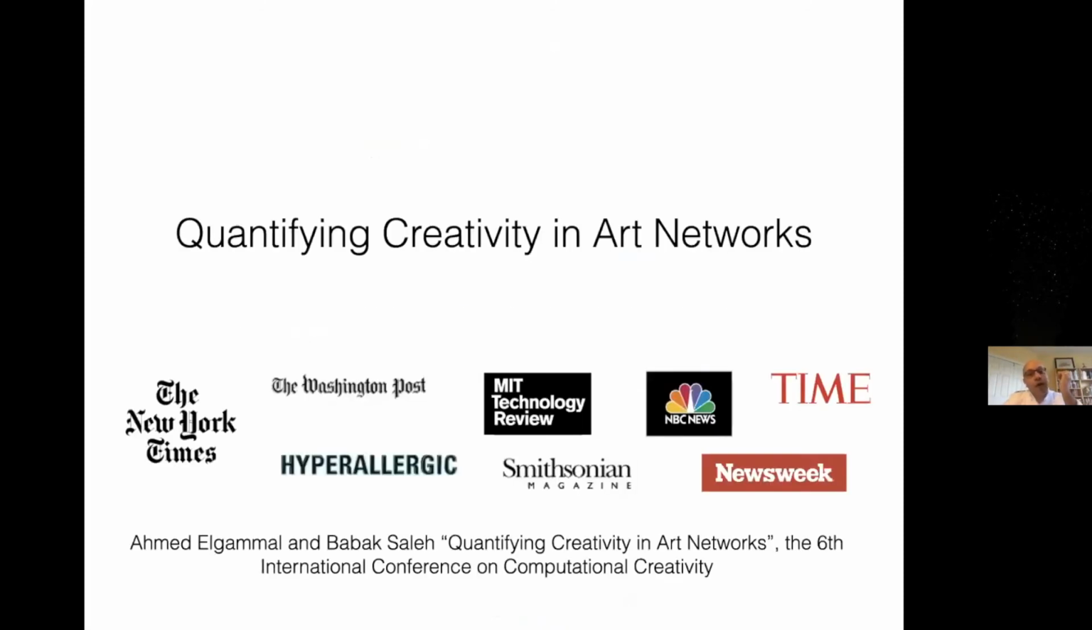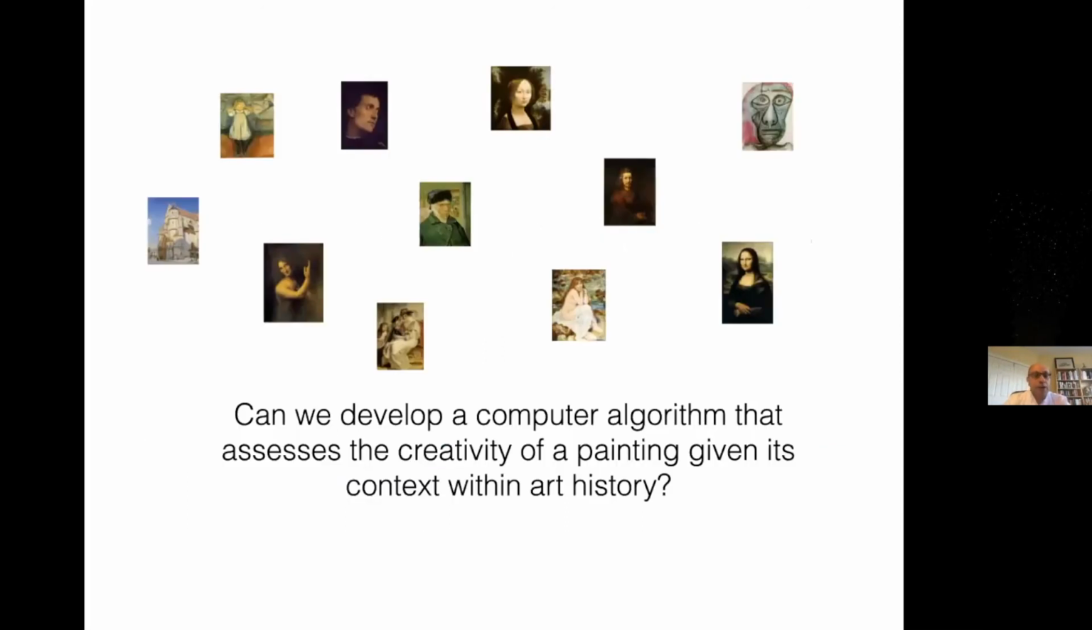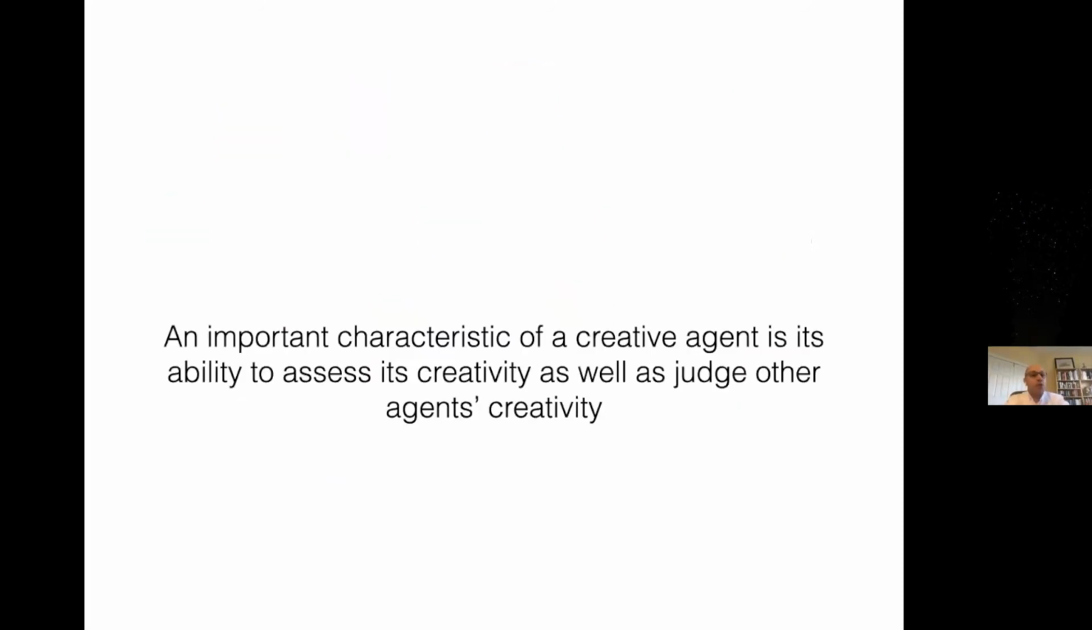And the work that I'm going to talk about now, from 2014, 6 years ago, was about quantifying creativity in art networks. How can we quantify creativity in art? And you will understand in a little bit how that relates to style changes, how that characterizes style changes as well. So basically, we wanted to develop an algorithm that assesses the creativity of a painting given its context in art history. That might seem to be a silly question for some people, but I think it's very important.